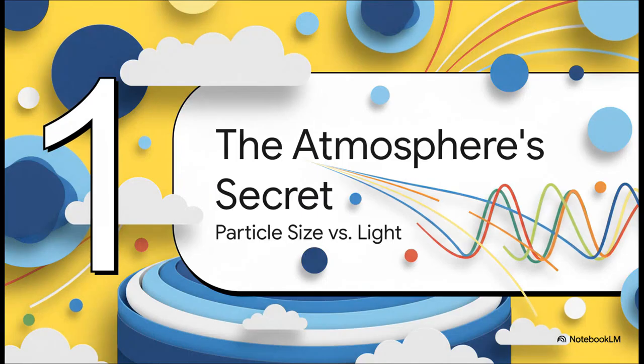But here's the secret, the key to the whole thing. Not all of that scattering is the same. It all comes down to one crucial relationship: the size of the particle that the light hits versus the wavelength, or color, of the light itself. That single matchup changes everything.